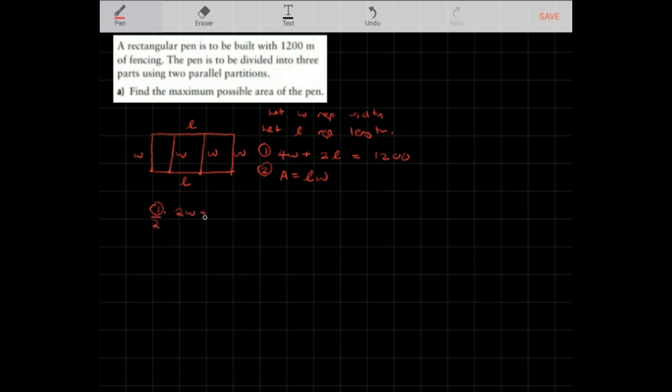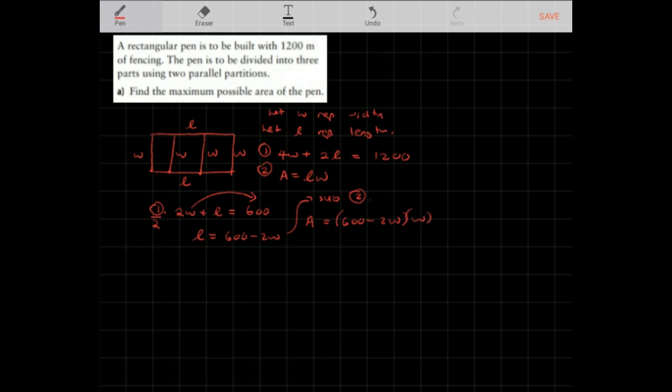So you get 2W plus L is equal to 600. And we can isolate for the variable L. So L is equal to 600 minus 2W. Now I'm going to substitute that into equation 2. So area is now equal to, instead of L, I'm going to plug in 600 minus 2W times W.